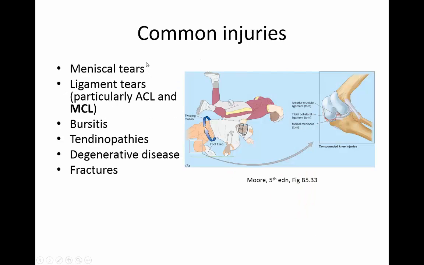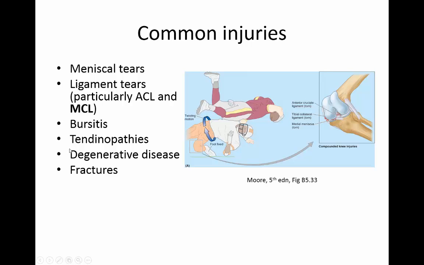Common injuries, we can have tears of the meniscus, we can have tears to the ligaments. So football players often tear their anterior cruciate ligament, and ligaments take a long time to heal, so they can be out for a whole season. Medial collateral ligaments, remember that that is bound to our medial meniscus, so if you tear that, you can damage the meniscus quite badly. Bursitis is an inflammation of the bursa, whereas tendinopathies are pathologies of the tendon.